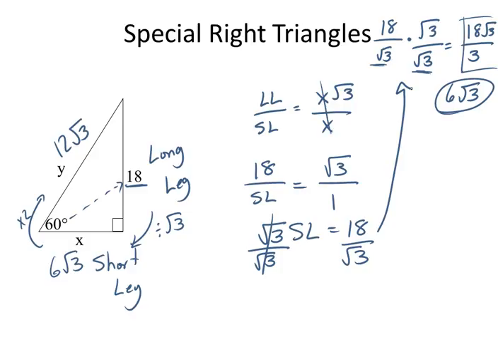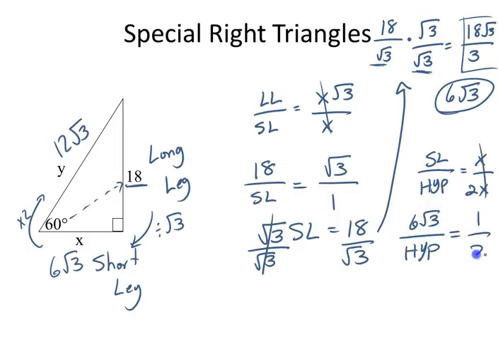And then I can do the same kind of ratio for the hypotenuse. Short leg over hypotenuse equals x over 2x. The short leg is 6 radical 3 over the hypotenuse, which I don't know. I can cross out my x's, 1 over 2. Cross multiply, 12 rad 3 equals my hypotenuse. Again, guys, whatever you feel comfortable with. If you can just remember what to do, great. If you want to write up a ratio, awesome.